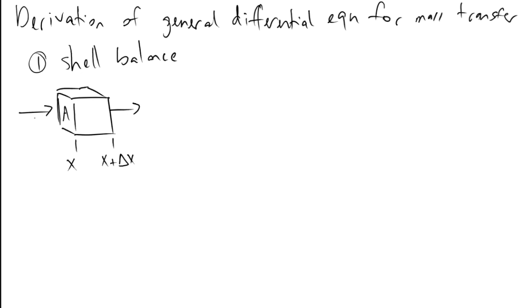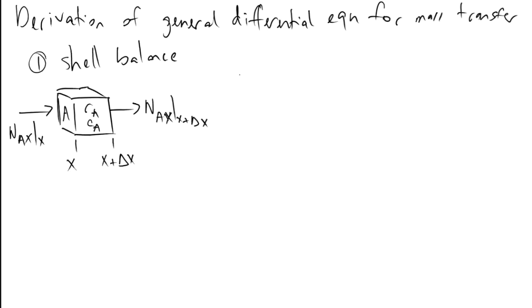Coming in on the left side of our control volume, we will have NAX evaluated at X, and leaving, we will have a flux called NAX evaluated at X plus delta X. And within our control volume, we will have some kind of reaction occurring, we may or may not, and then we will have some concentration of A, whatever species we're analyzing in this derivation.